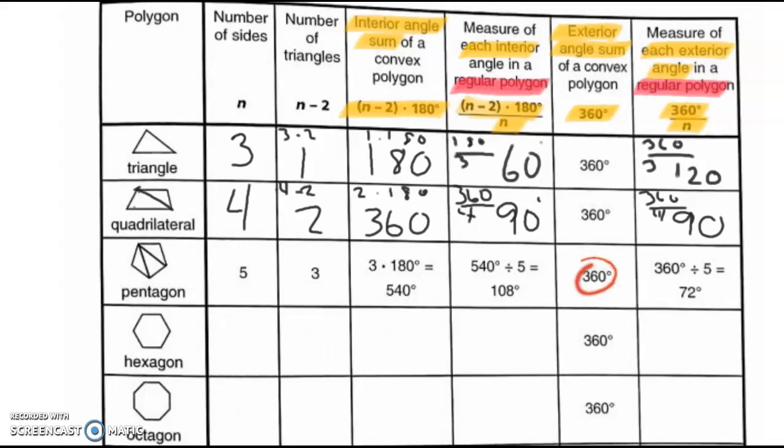We know the sum of the exterior angles is 360. So we take that 360 divided by 5, and we get 72. So each exterior angle, if it's regular, is 72 degrees.